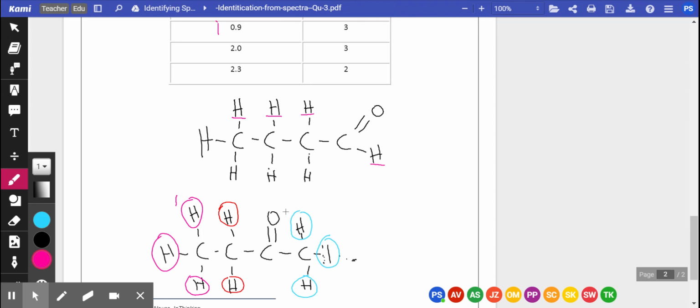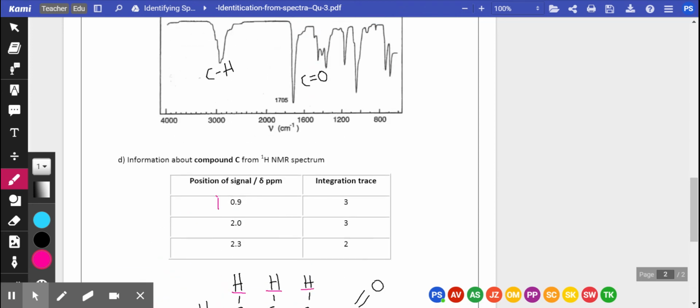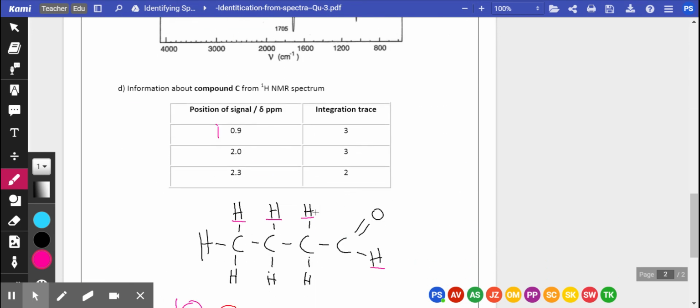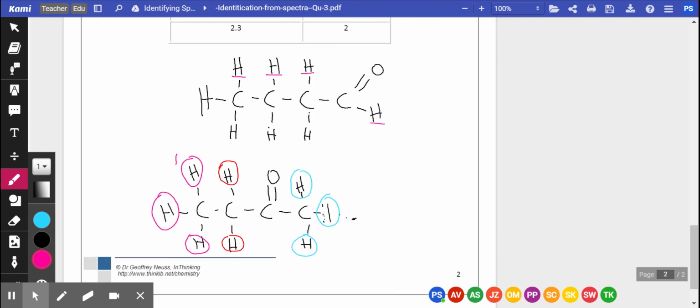We would not have known this if we just had info from IR or mass spec. So NMR is a very powerful tool. With all this information, we've realized that this is our compound.